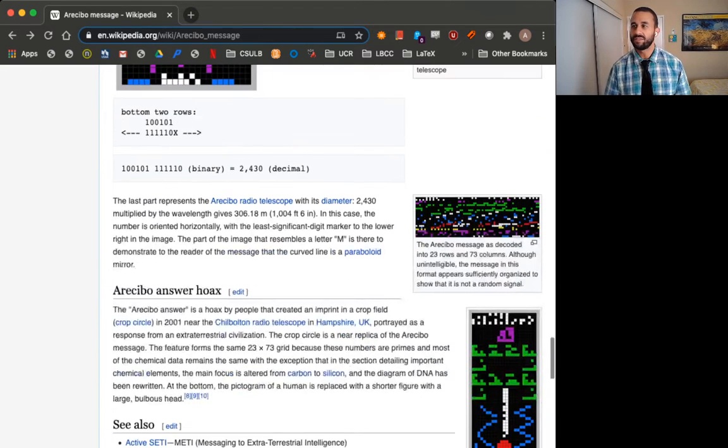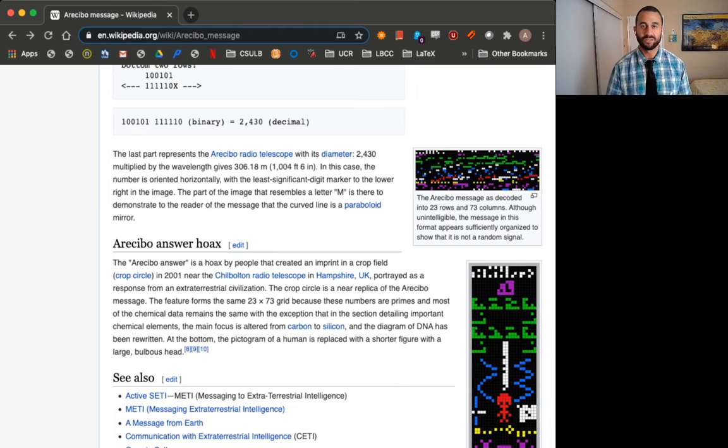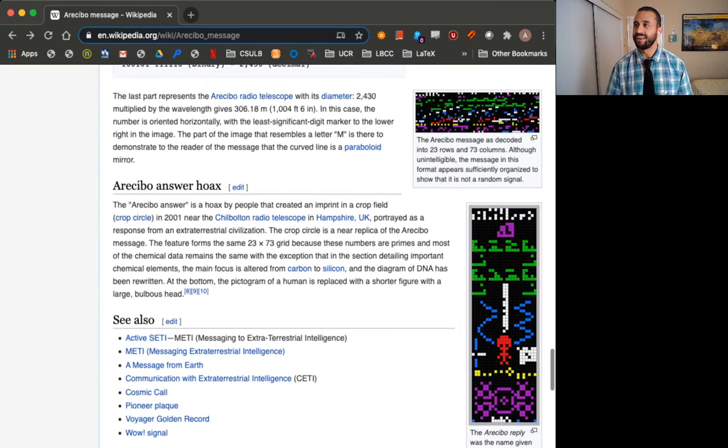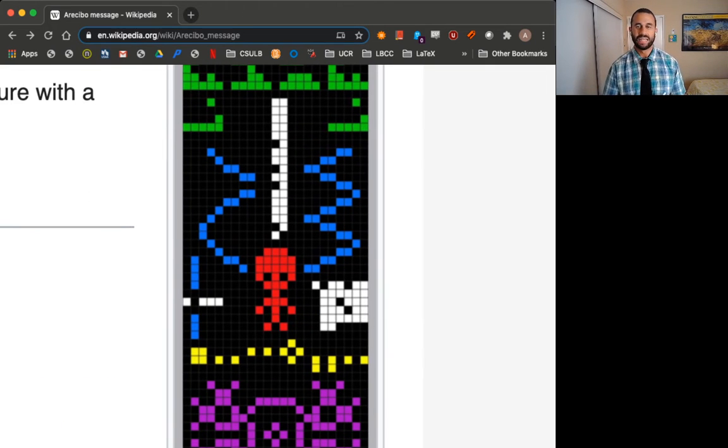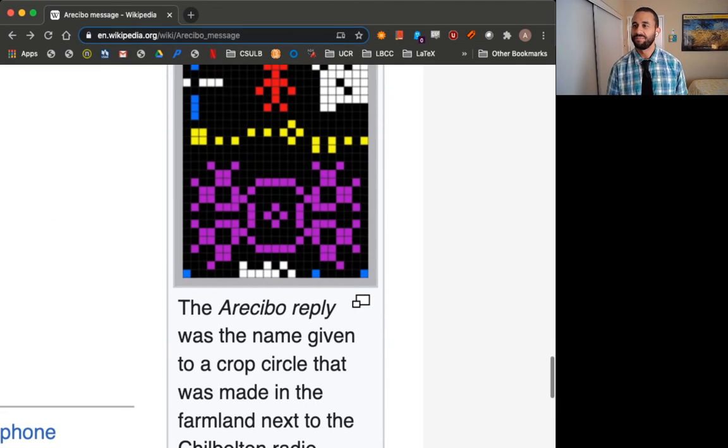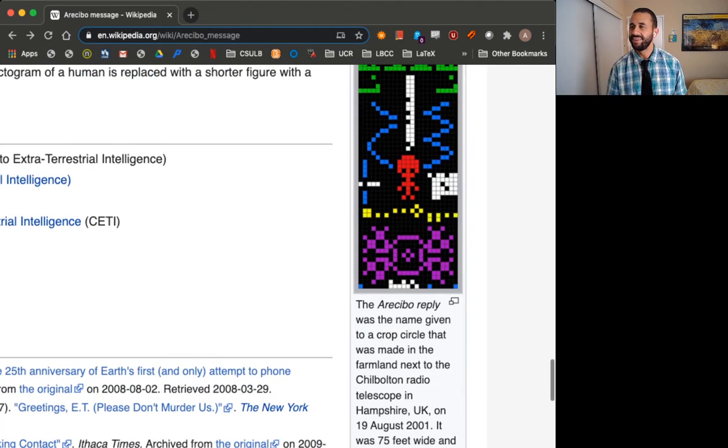And then, oh yeah, apparently there was actually a hoax back in 2001. There was an answer, and this was the picture they sent back. You can see there's a little red alien over here, and they made a crop circle and that kind of thing. It's silly, right? There you go. Hampshire, UK.